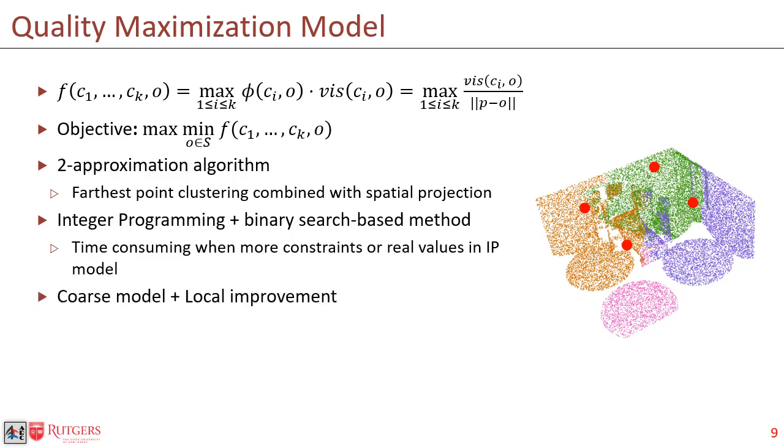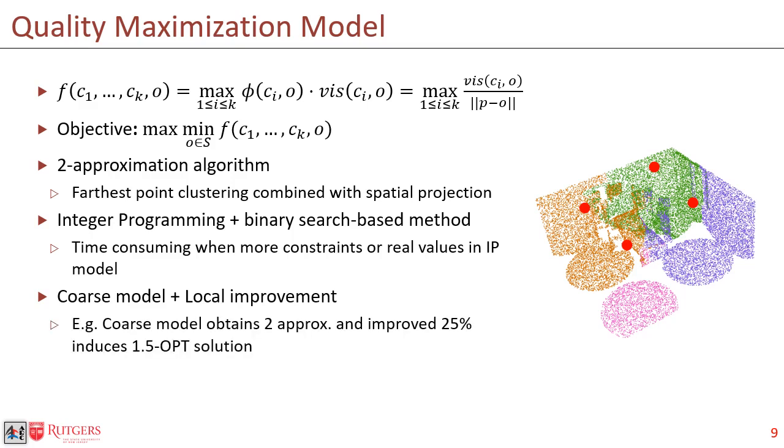To this end, we proposed a cost model plus local improvement algorithm-based methodology to solve this problem. For example, if a cost model can obtain 2 approximate results, but it can be further improved by 25%, then we still create a 1.5 globally optimal solution. In our experiment, we see that this methodology creates up to 20 times faster algorithm, but still has similar coverage results.